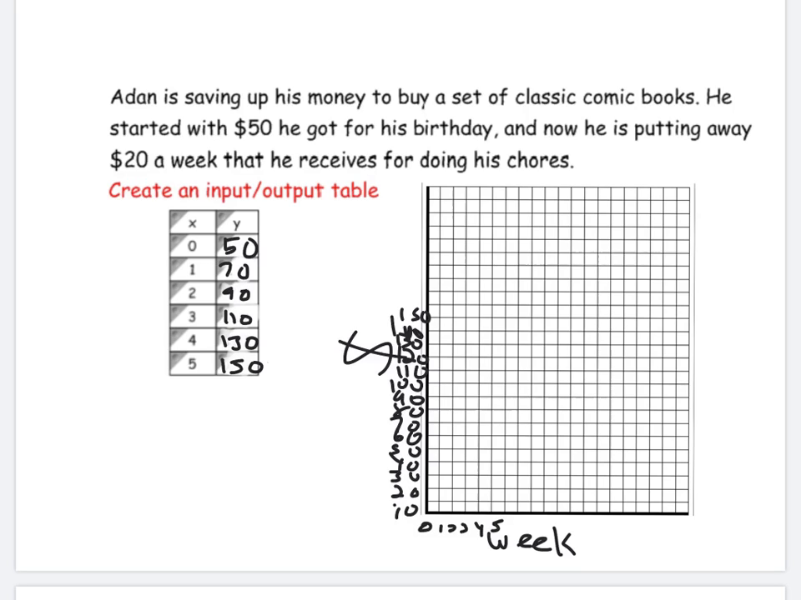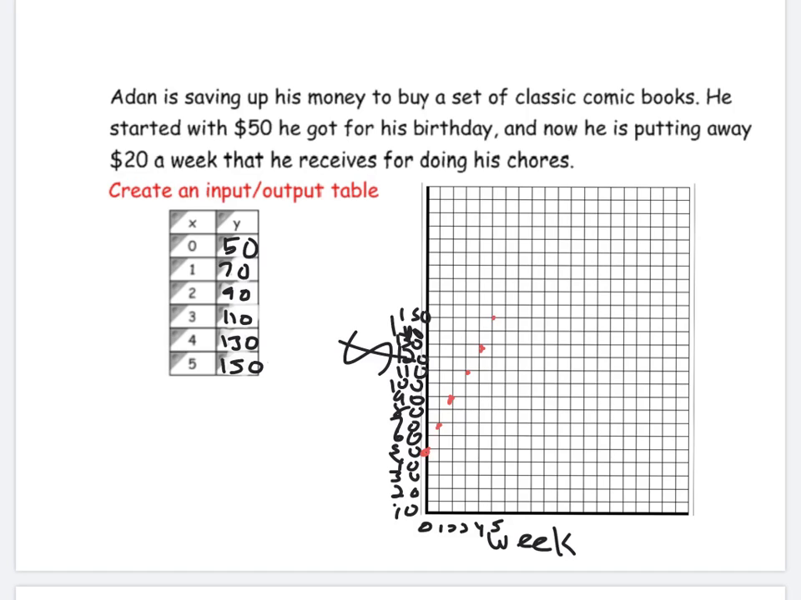So then I can put my points on the grid. So at 0, he was at $50. At 1 week, he was at 70. At 2 weeks, he was at 90. At 3 weeks, he was at 110. At 4 weeks, he was at 130. And at 5 weeks, he was at 150. So that would be my graph of our function.